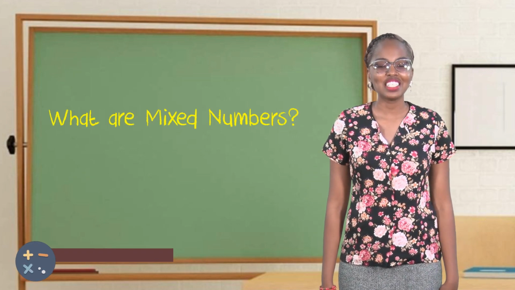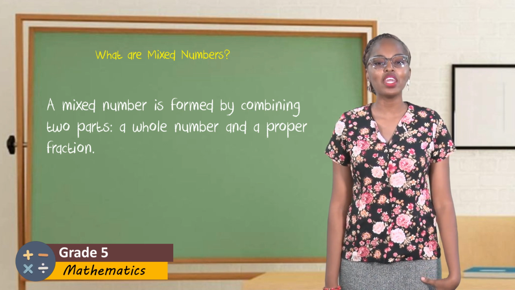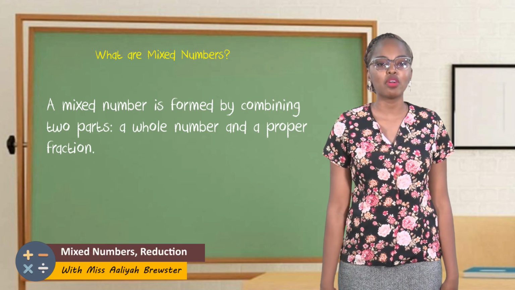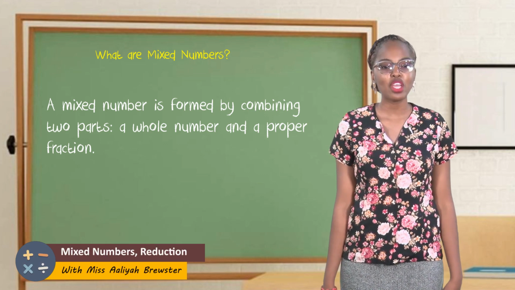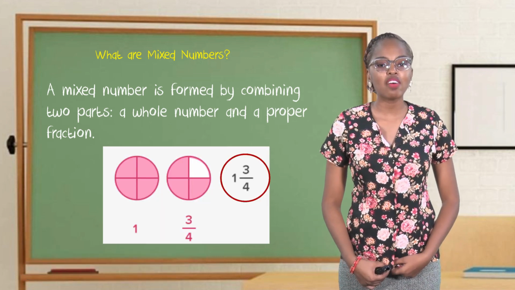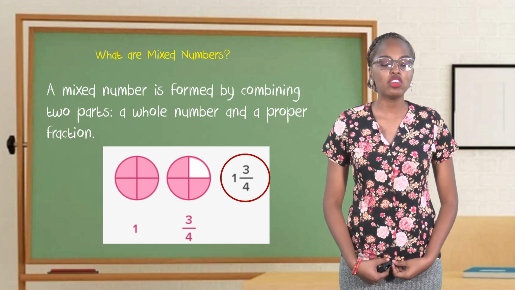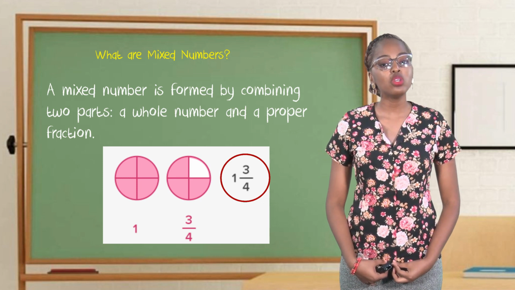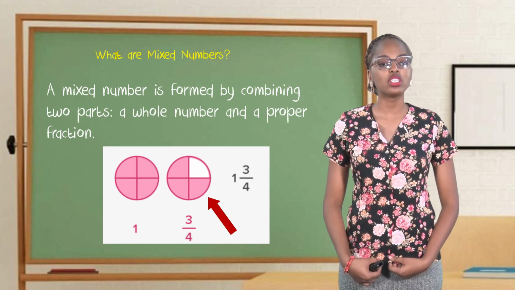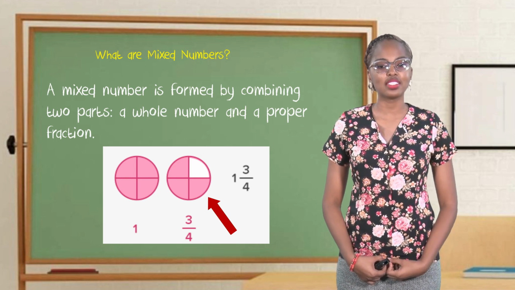What are mixed numbers? A mixed number is formed by combining two parts, a whole number and a proper fraction. For example, if you look on the screen there, you would notice we have the mixed number 1 3/4. It can also be visually represented by showing you that 1 is a whole number, while the fraction 3/4 means 3 pieces of 4 parts.